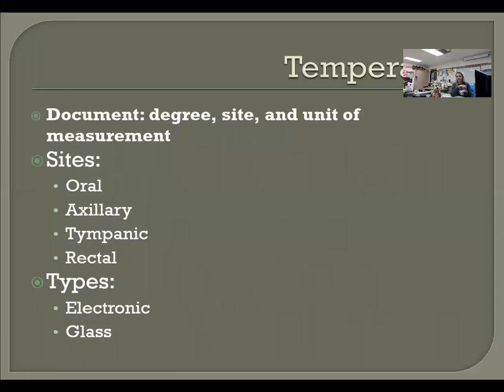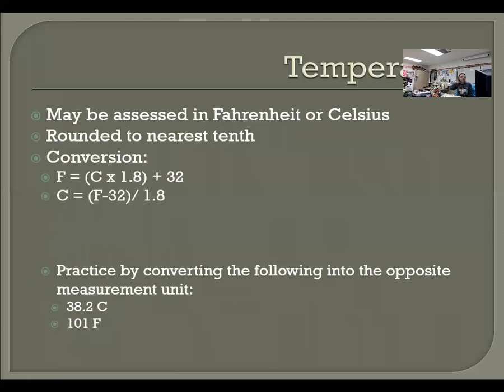And then there's a couple different types. There's electronic and glass. Glass thermometers, people don't use them very often, but I would encourage you guys, if you have one, take a look at it. Look at how to read it. There's a line in there that you actually use to read. Temperature, of course, can be assessed in Fahrenheit or Celsius, and we'll always round it to the nearest tenth.